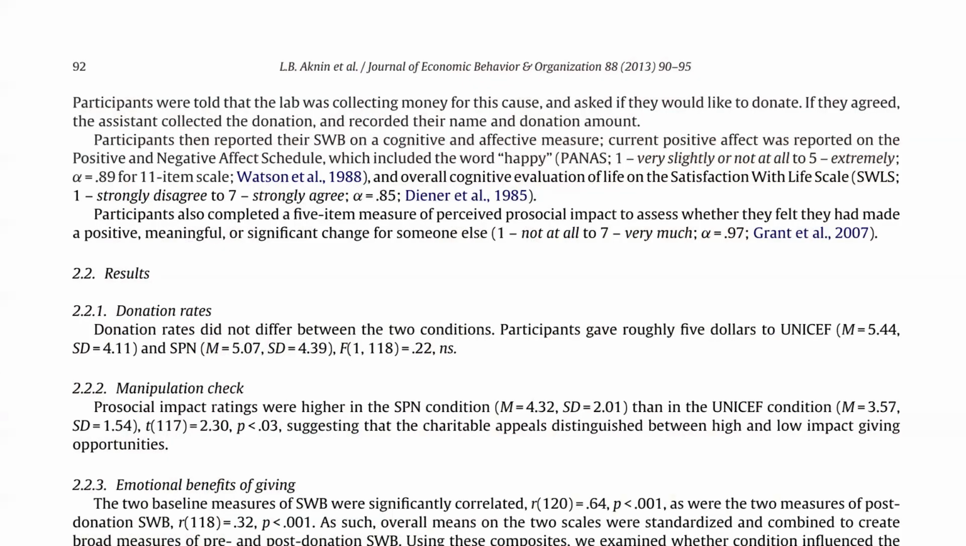They actually did 2 questionnaires, and participants reported their subjective well-being on a cognitive and affective measure. Current positive affect, so how they were feeling right then when they recalled the memory, was reported on the positive and negative affect schedule, which included the word happy. So this is a scale that is scored from 1, very slightly or not at all, for example happy, to 5, extremely happy. And then overall cognitive evaluation of life on the satisfaction with life scale.